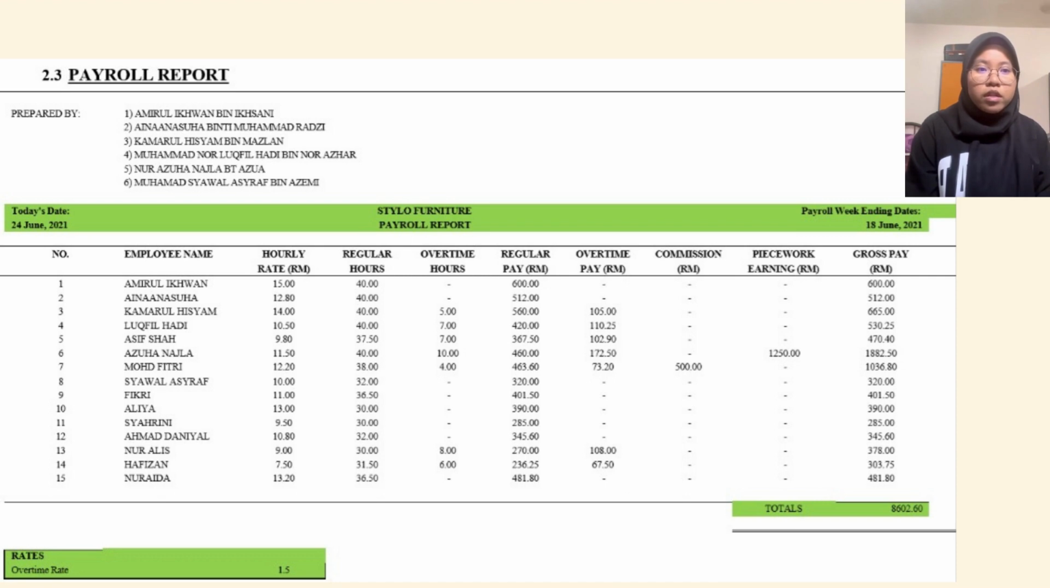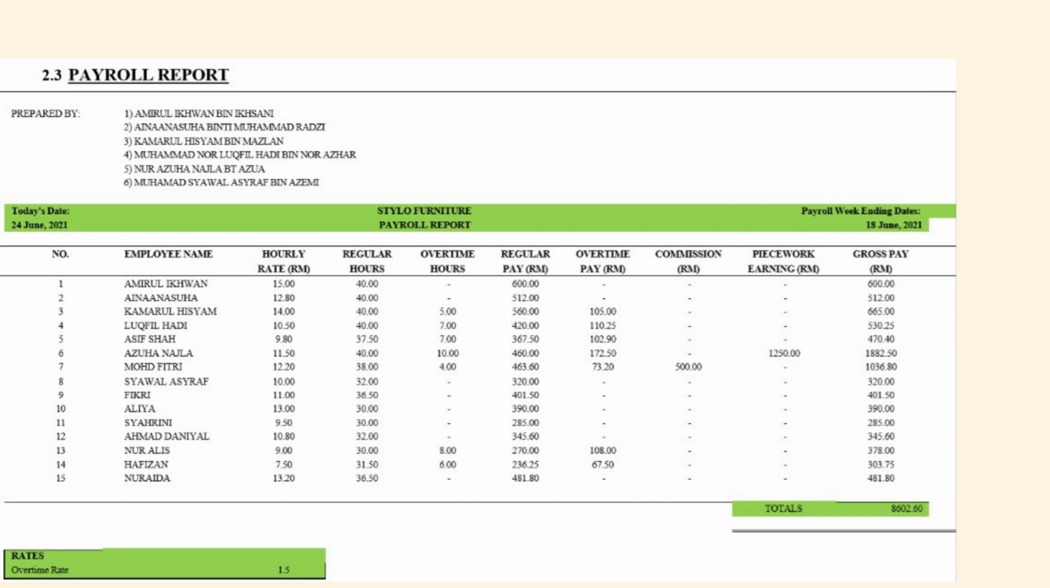So the payroll report items we have are employee name, hourly rate, regular hour, overtime hour, regular pay, overtime pay, commission, piecework earning and gross pay. And our overtime rate is 1.5. Our piecework is 25 per unit.